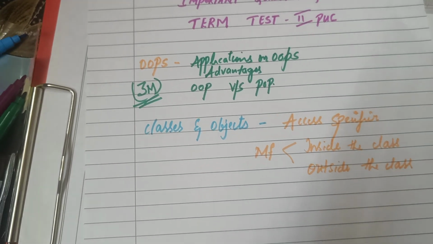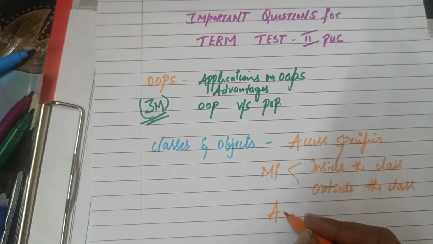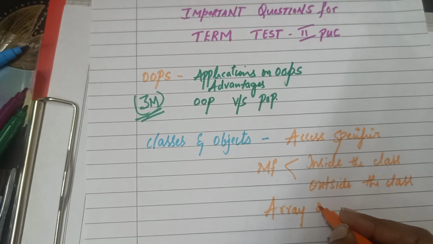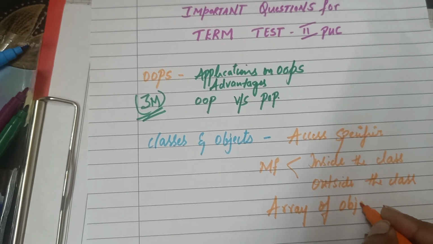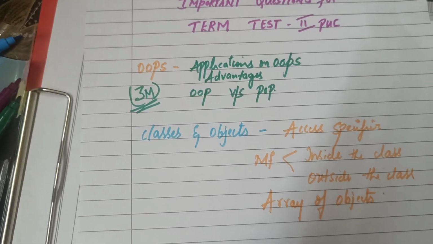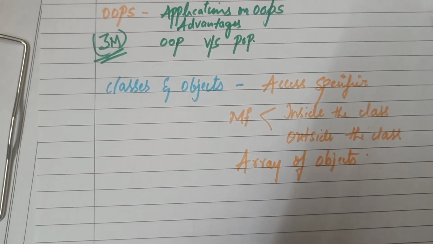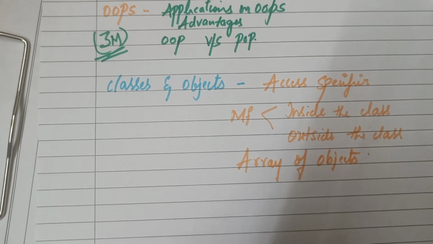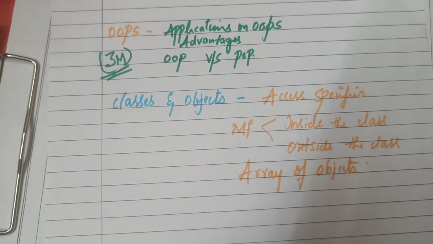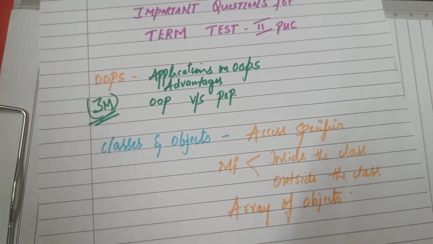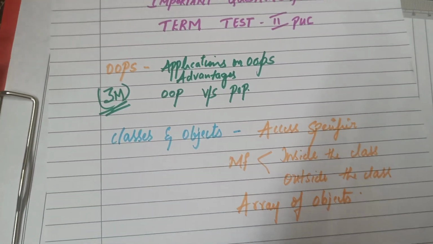And the next most important question is array of objects. This is also a very important question for 5 marks, and you have to explain the array of objects with one definition, one syntax and one example program. So these three are the most expected questions in classes and objects.